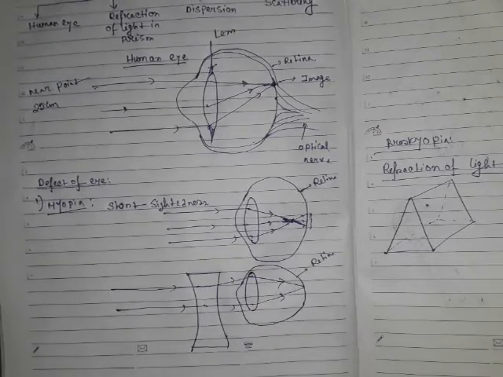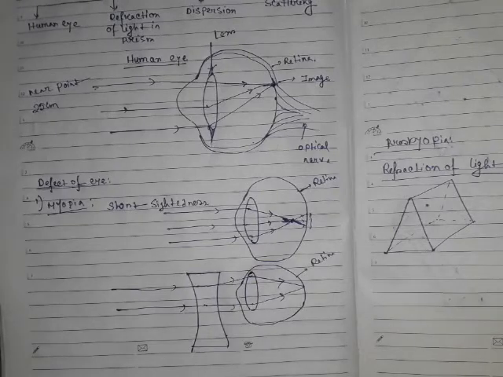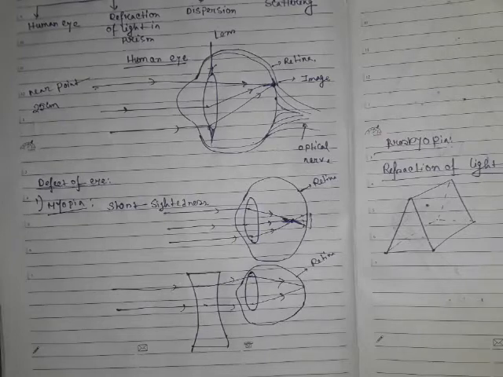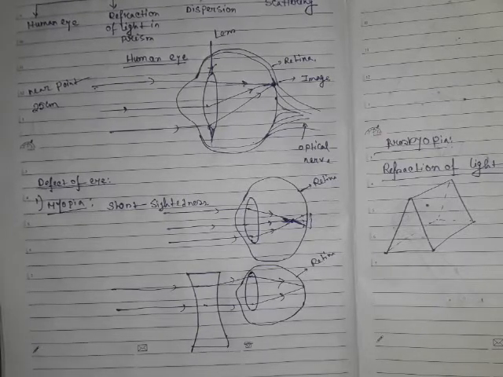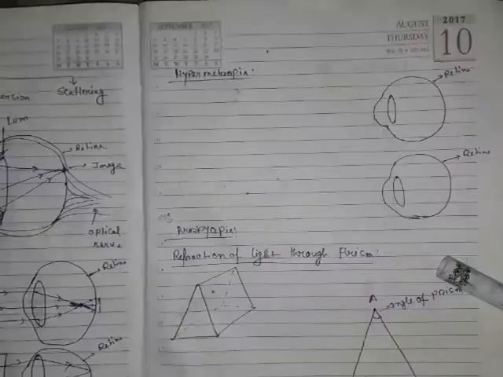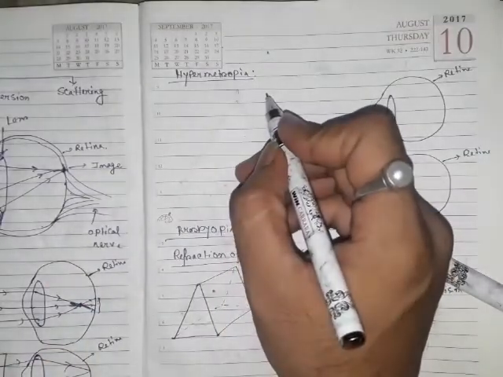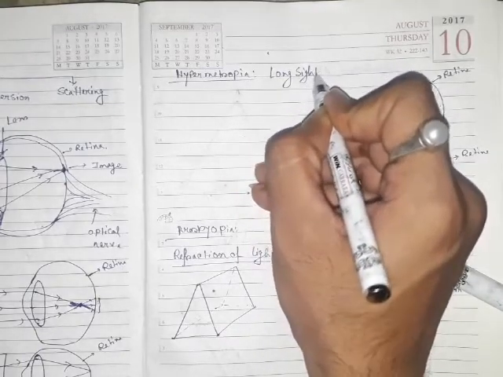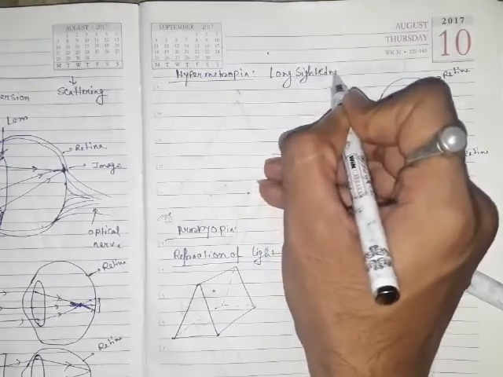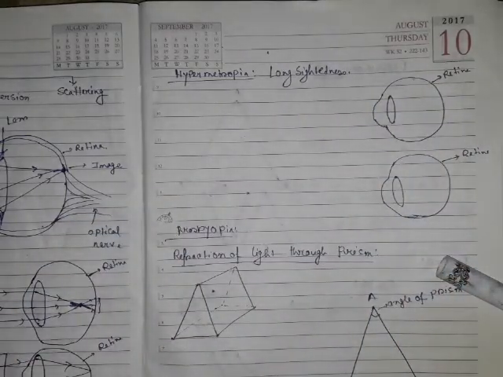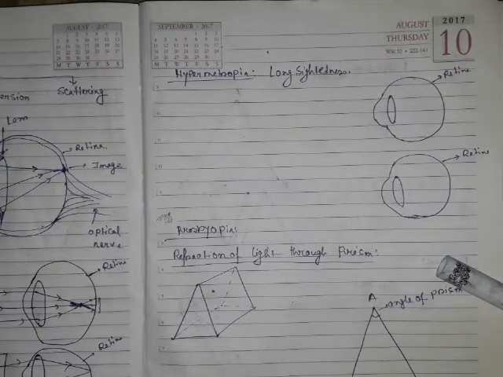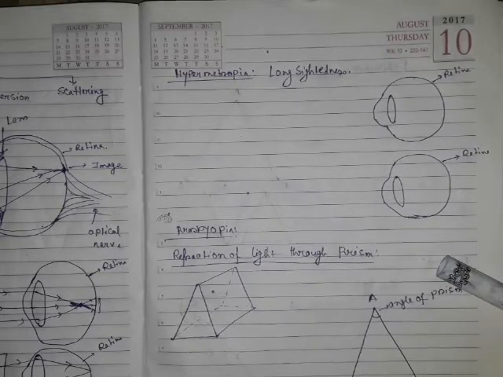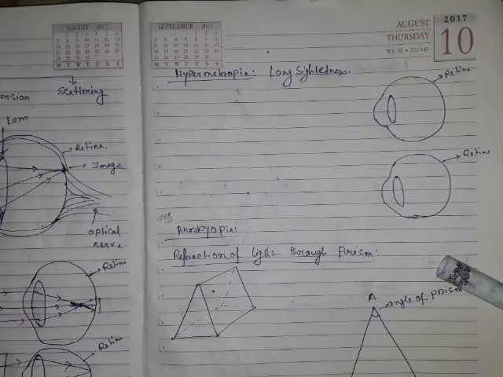So that may be the reason for this. Now the next defect in the human eye is hypermetropia, or long-sightedness. So let's talk about hypermetropia. In this condition, the person is able to see an object which is far away from him or her, but a close object is not clearly visible.